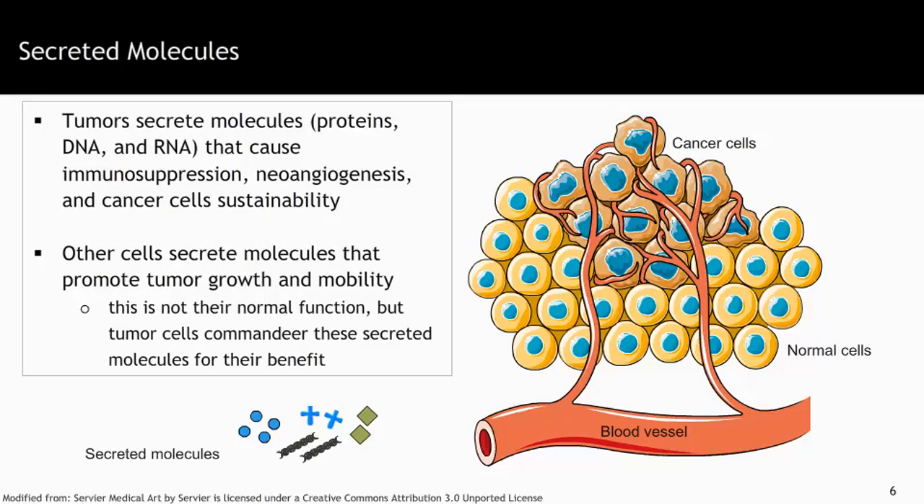Most cells secrete molecules in some form or another. Tumors typically secrete more than the normal cell due to an overproduction of various molecules. Some of these secreted molecules cause immunosuppression, which would allow abnormal tumor cells to evade immune surveillance, which is a hallmark of cancer. We've also talked about how tumors cause neoangiogenesis through secreted factors. Other cells also secrete molecules that can promote tumor growth and mobility, even if that was not their intended purpose. Tumor cells have a way of using secreted molecules intended for something else and using it for their own purposes of dividing or metastasizing.